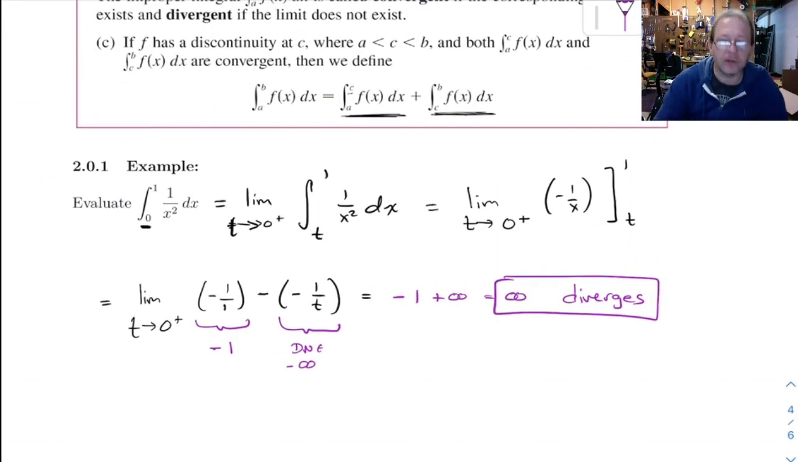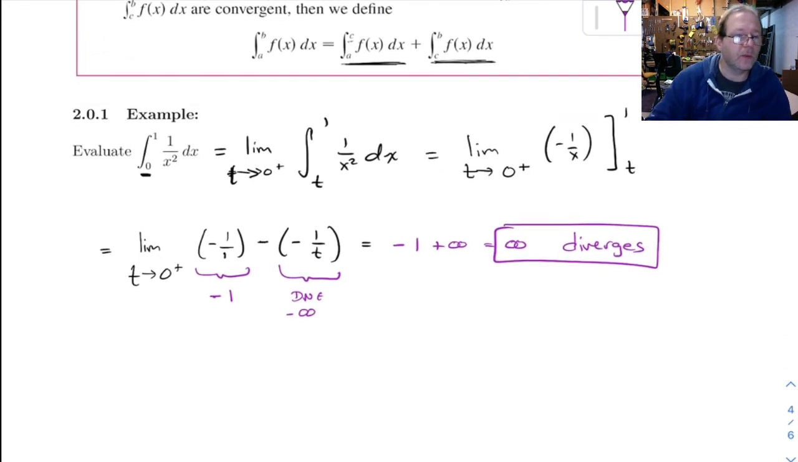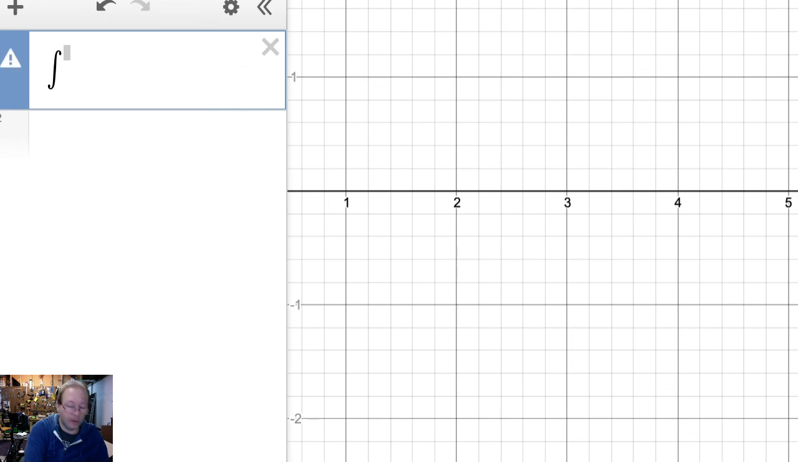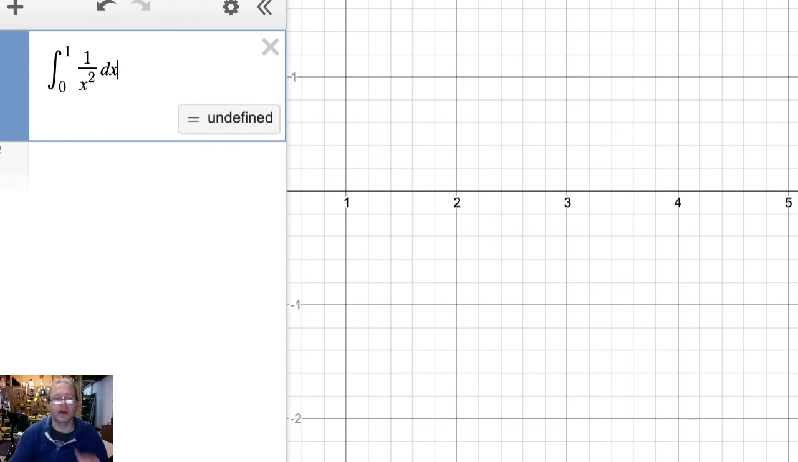You know what? Let's go back and do the previous one as well: the integral from 0 to 1 of 1 over x squared dx. This is one where Desmos says undefined, and that does make sense because this one was infinite. But if you put in something very close to 0, notice it gives you a huge number. And if we make this get closer and closer to 0, notice it's growing to infinity. And if we put in 0 right off the bat, it tells us it's undefined.